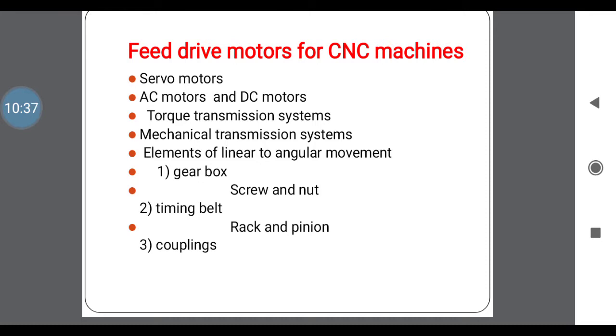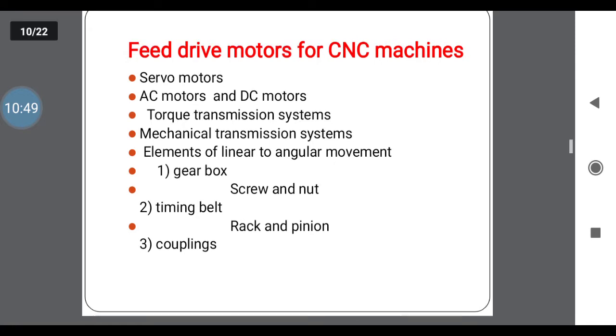Next one, couplings. A coupling holds two or more shafts at one place. That is a supporting device for shafts. To hold the shafts in machines, we need to use couplings.